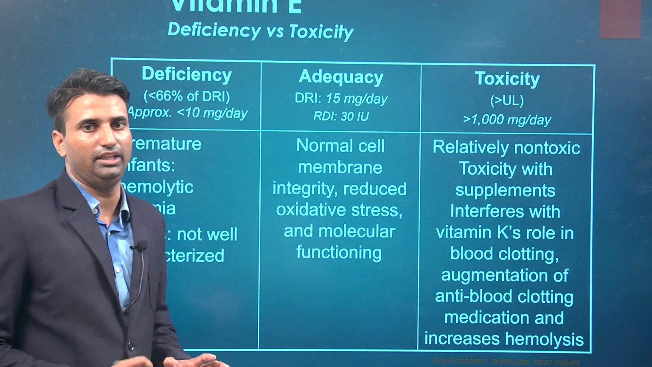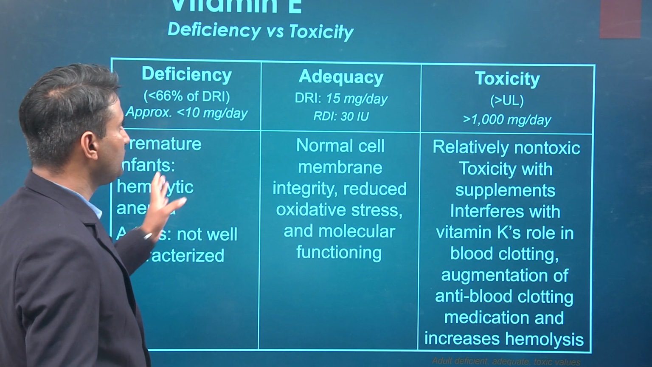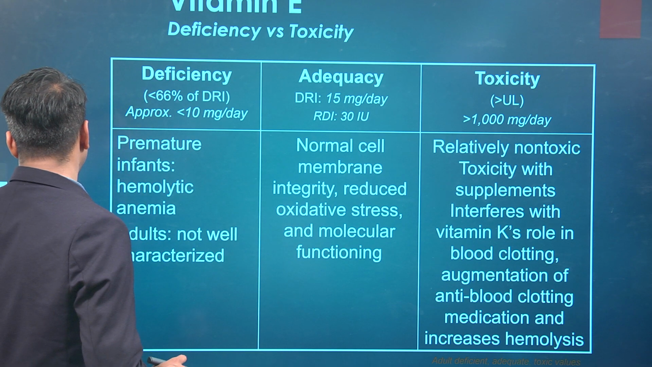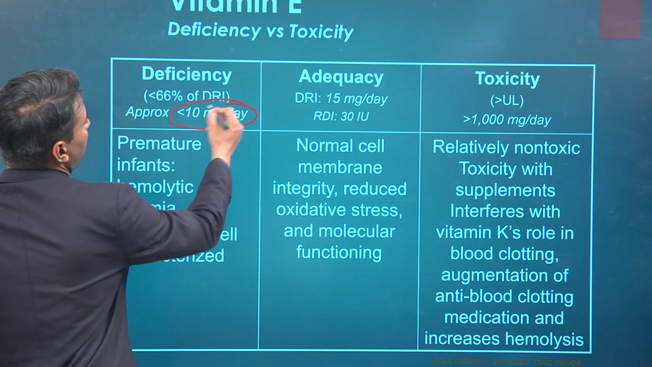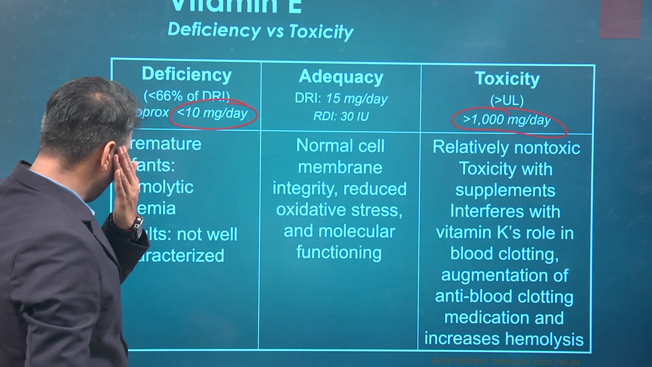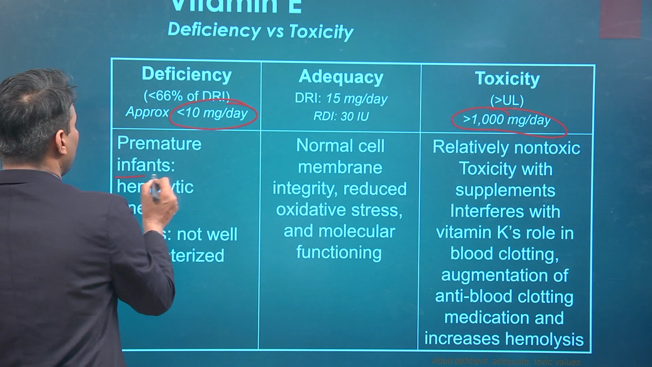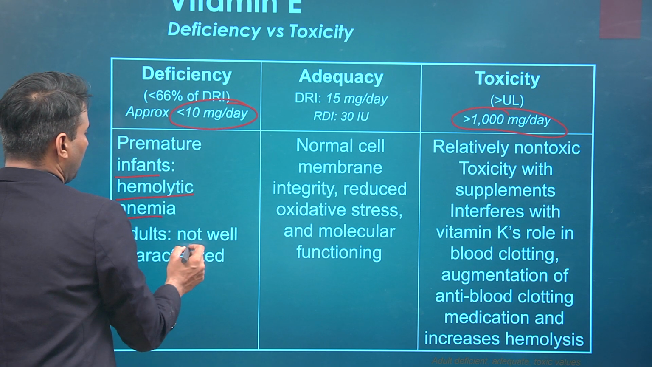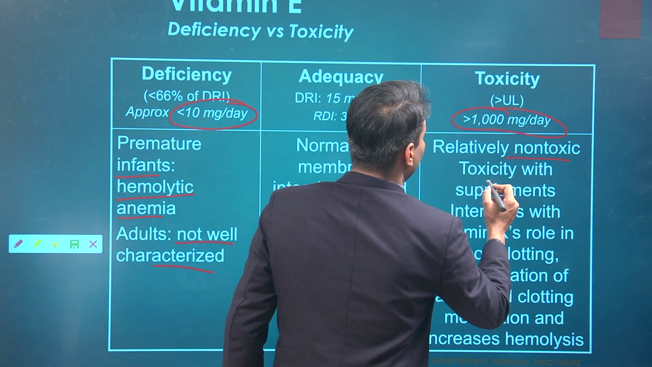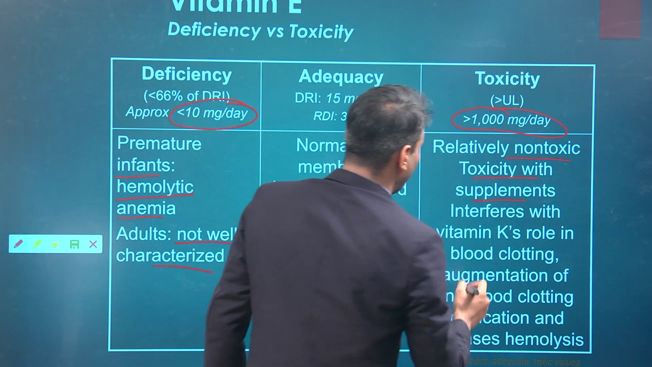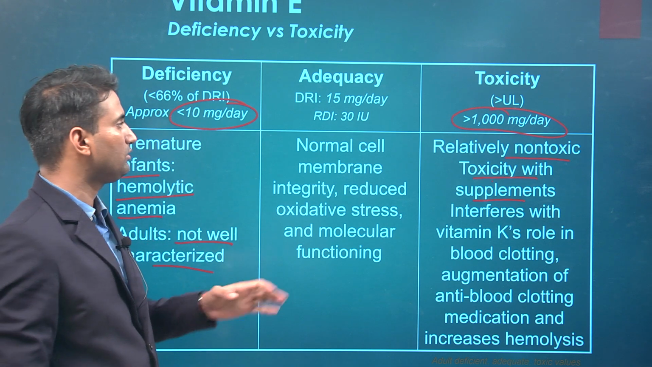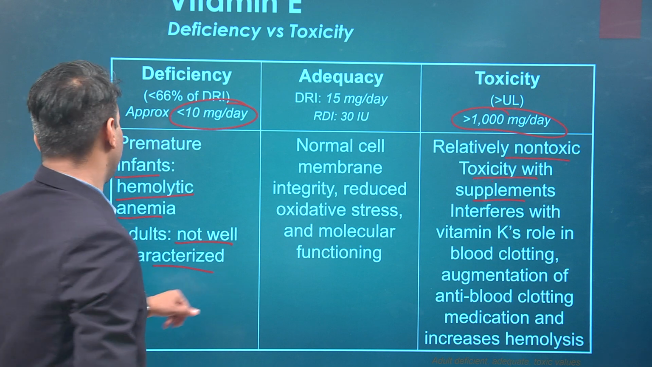Now coming to vitamin E. For vitamin E, we will discuss the deficiency, the adequacy, and the toxicity. The toxicity level is around 10 milligram a day, and it can be 1000 milligram a day whenever we talk about vitamin E toxicity. Deficiency leads to premature infant problems and hemolytic anemia, and in adults it is not well characterized. Toxicity from supplements causes anti-blood clotting problems. Vitamin E also helps in clotting, so when it is high, it becomes problematic.